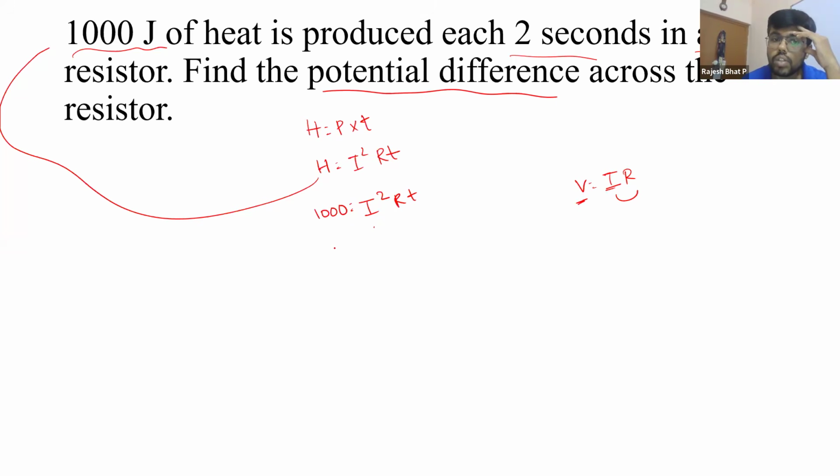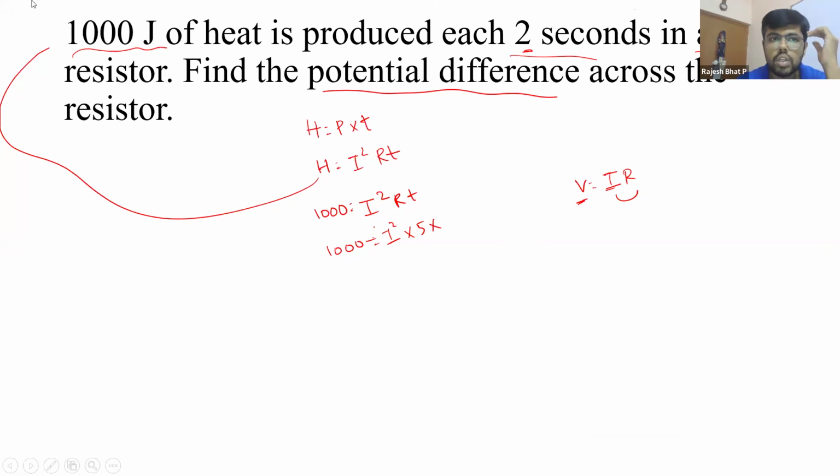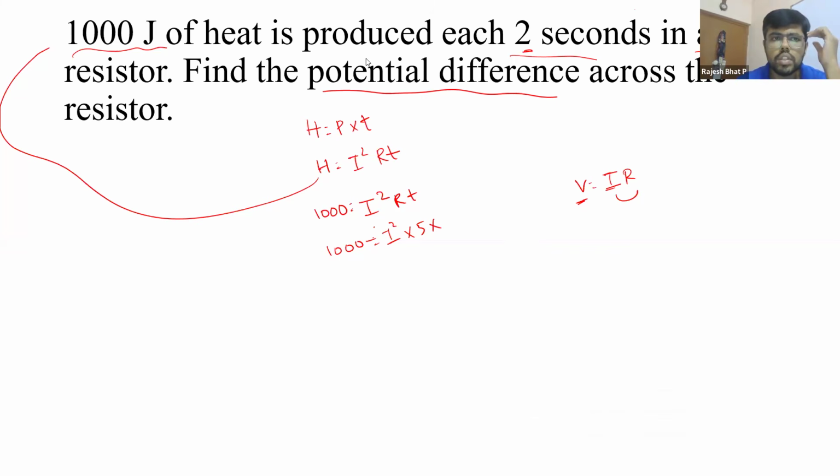So now, 1000, I square I'll write as it is. Resistance is 5 and time. Let us see. Time, if you see here very carefully, it is 1 second. Okay, so time is 2 seconds. It is 2 seconds. So write 2 here. So therefore 1000 equals I square into 10.